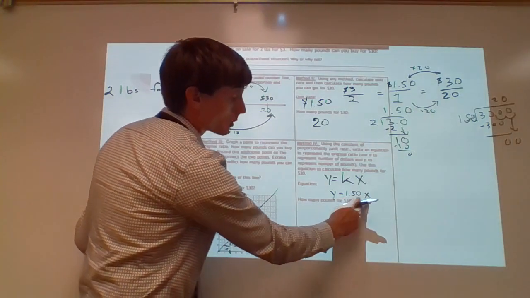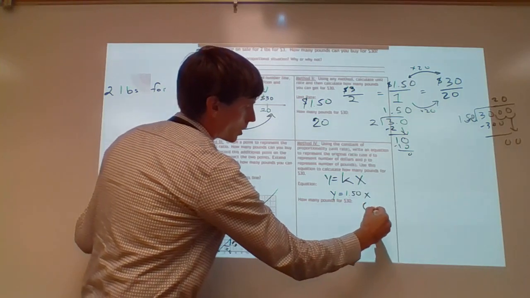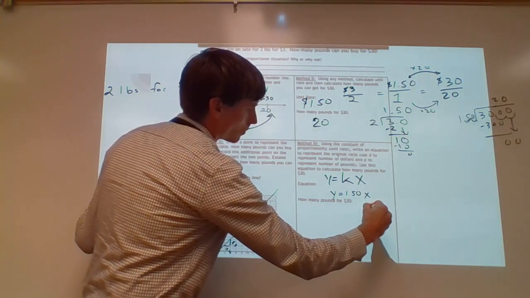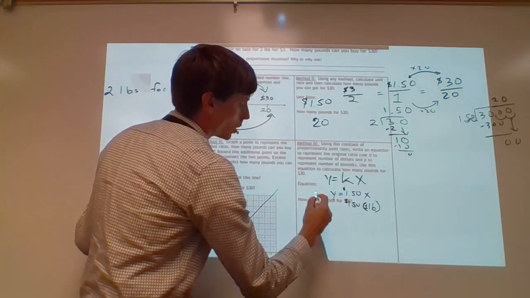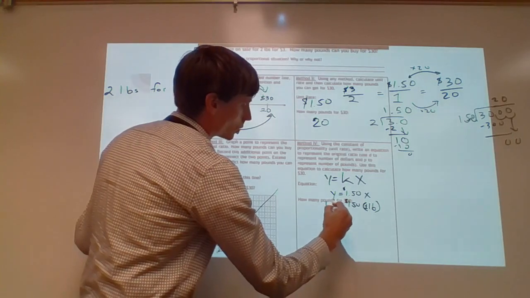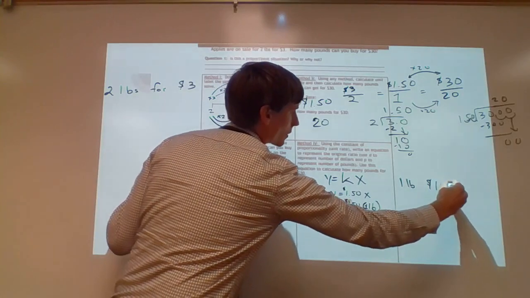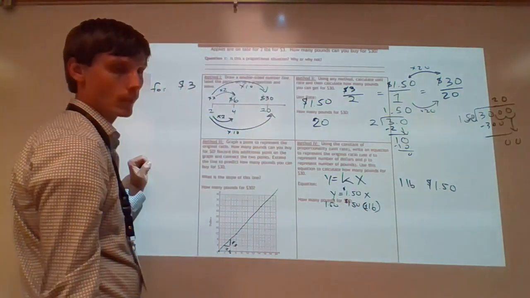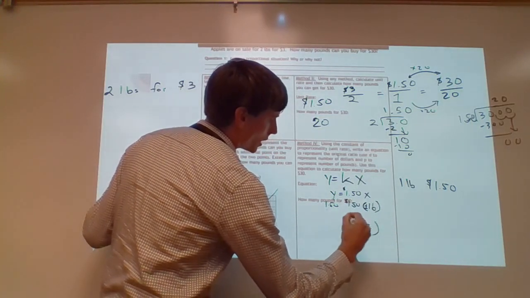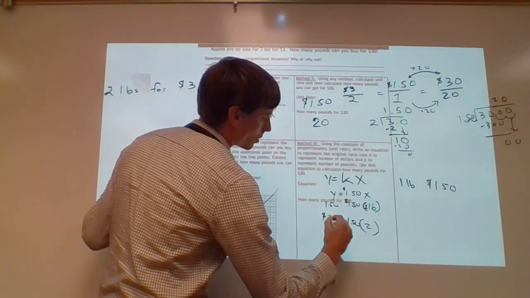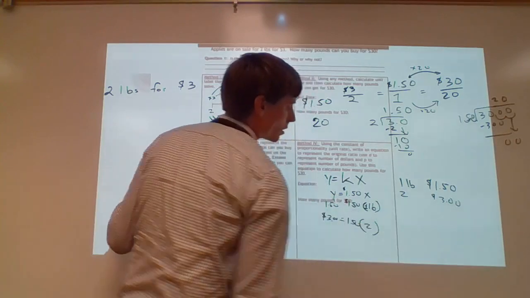So for example, if we have 1 pound in this equation, 1.50 times 1 pound, we know is going to be 1.50. So for 1 pound, the cost is going to be $1.50. If it were 2 pounds, 2 times the 1.50, we know it's going to be $3. So that's another way of doing this.